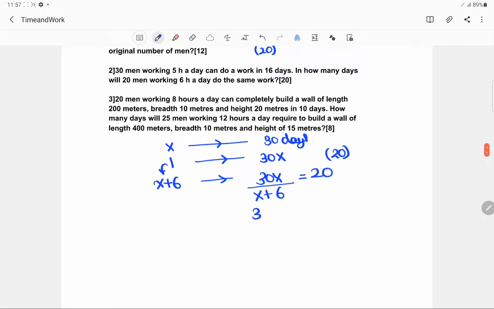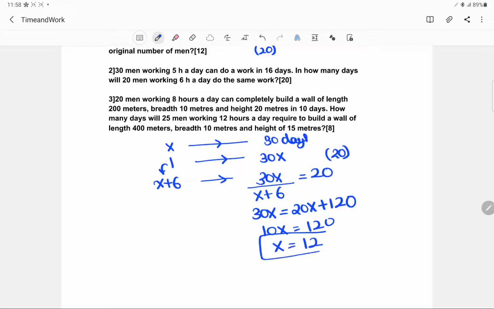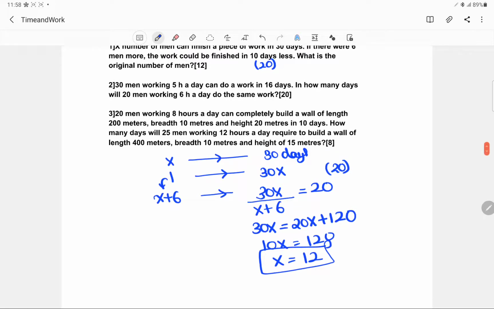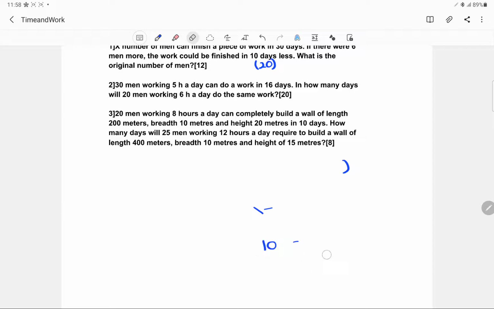So this is like 30x is equal to 20x plus 120. So you could easily get that 10x is equal to 120, and this x is nothing but 12. So initially 12 men were there who were being employed. So you saw that it's a basic question of the unitary method. Okay, let's look at the next question now.